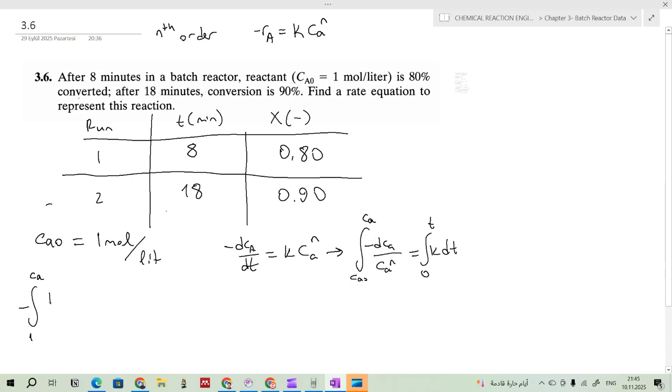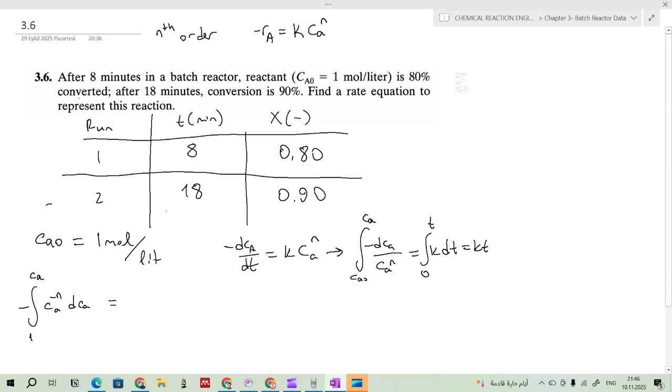So you have minus because of this sign. Then you have dCa over Ca to the power n, or you can represent this in the numerator as Ca to the power minus n, with a minus sign, dCa is equal to kt. This is kt when you integrate this part. So this part is remaining.